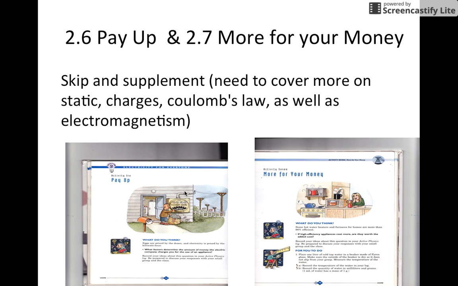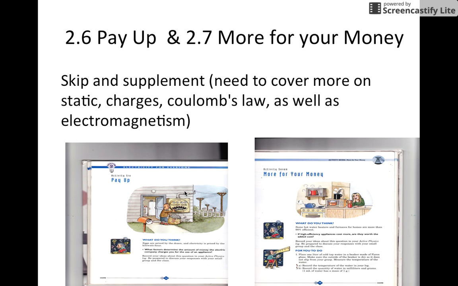So I spend a lot of time supplementing at this part at the end of this electricity unit, going into this part of electricity, static electricity and charges, Coulomb's law, all that stuff. So I'm actually going to show you in the next video some supplementary materials and activities you may wish to do with your students because it's not really covered sufficiently in the Active Physics curriculum. There's a bit of a reading I'll show you in the next video, very brief, that kind of introduces a little bit, but it's not enough.